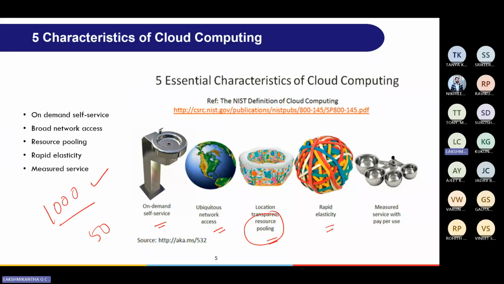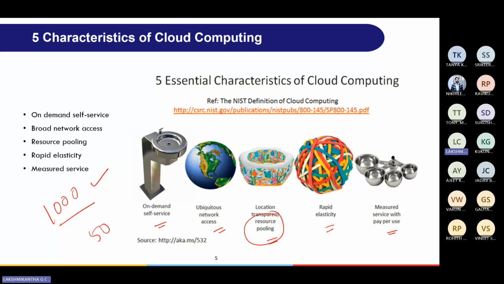And the last one is measured service with pay-per-use, or we can simply call it measured service. Guys, the cloud system automatically controls and optimizes resource use by leveraging a metering capability. So you only pay for what you use, and the resource usage can be monitored and reported transparently. So this is the pay-as-you-go model. Guys, understanding these 5 points is crucial.